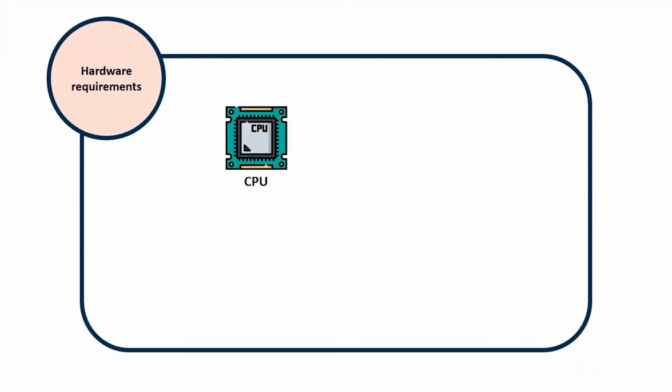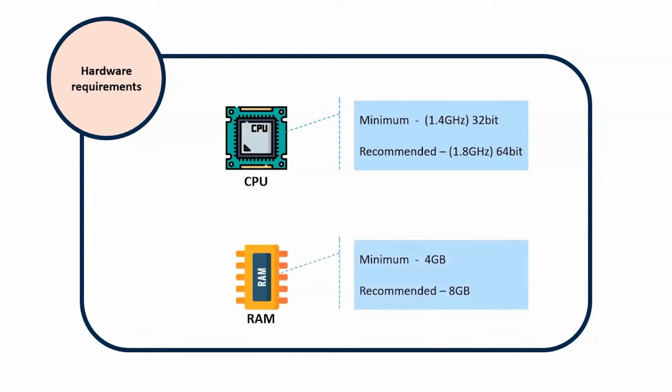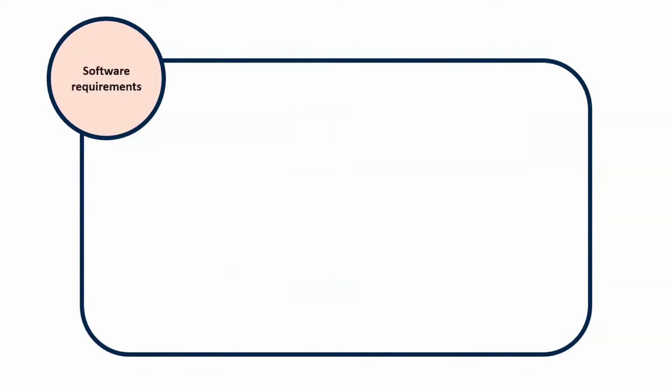The CPU should at least have a processor of 1.4 GHz 32-bit configuration, or it's recommended to have a 1.8 GHz 64-bit configuration. The device is recommended to have a RAM of 8 GB, if not at least a minimum of 4 GB. Let us look at the software requirements.